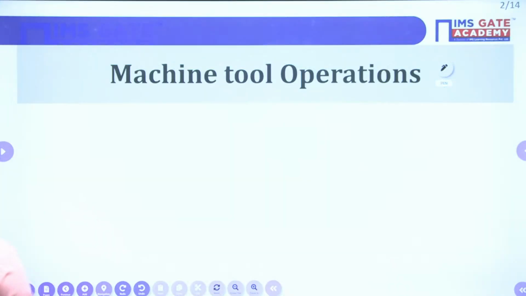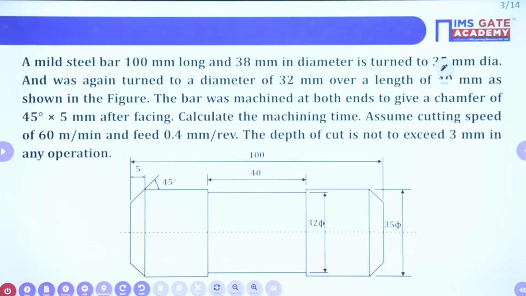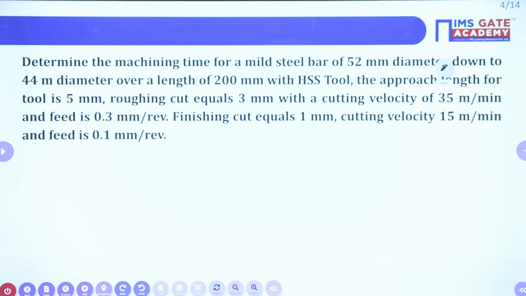Now let us start the session. Machine tool operations. Now, the first question.